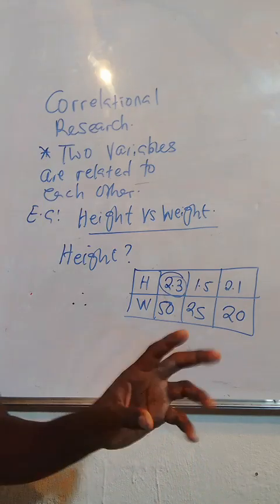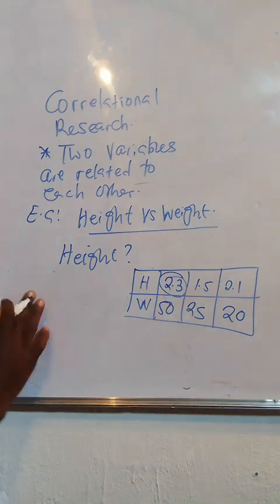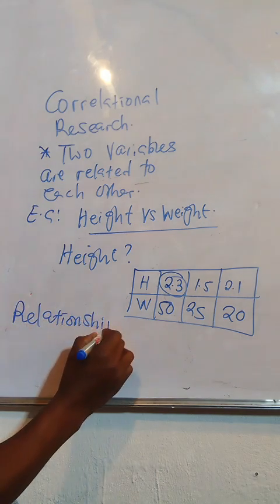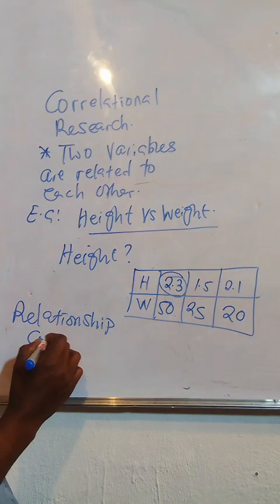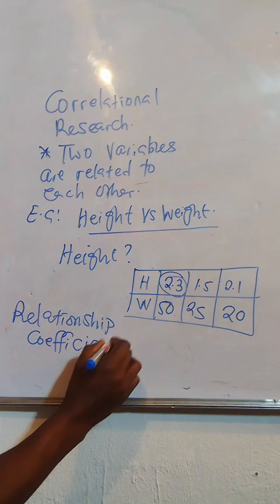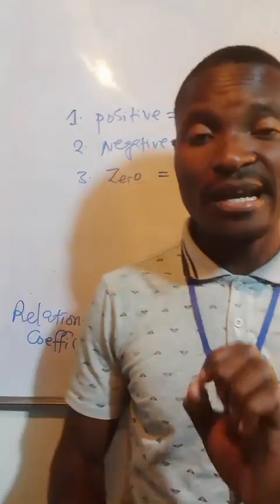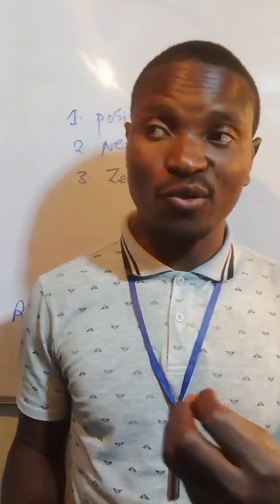So now, the other thing that you must be able to understand, okay, now sometimes when it comes to this kind of research, you also need to understand, first of all, you have what is called the correlation coefficient, or the relationship coefficient between the variables that are being considered, or those that you're trying to compare.